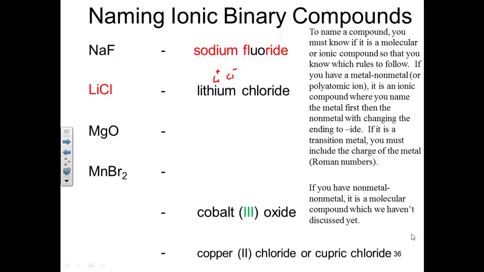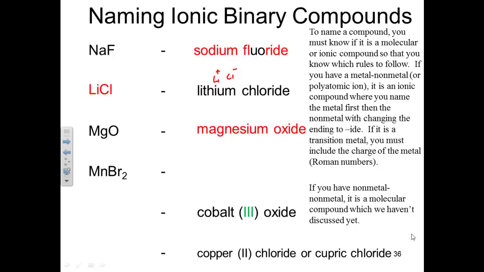Magnesium and oxygen. Well, to write the name, we need to write the name of the first species, which is magnesium, and then the second one is oxygen, which we change to an -ide ending, which means this would be magnesium oxide.